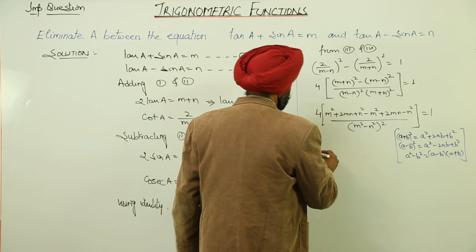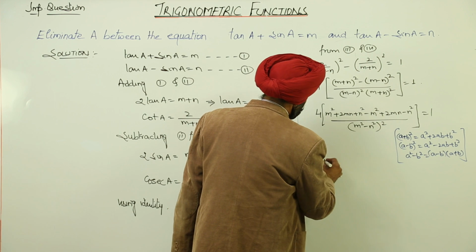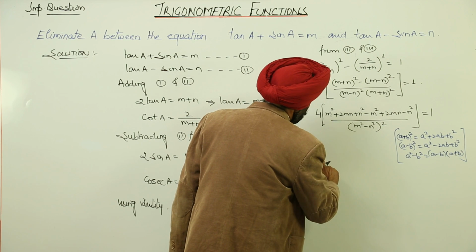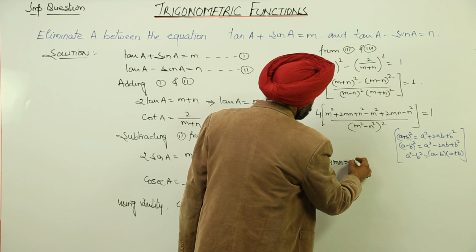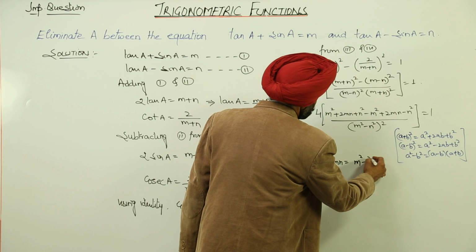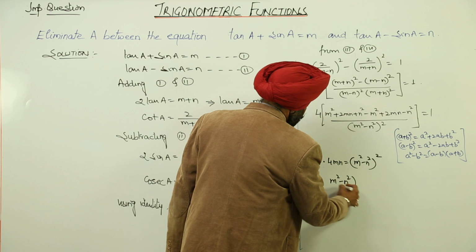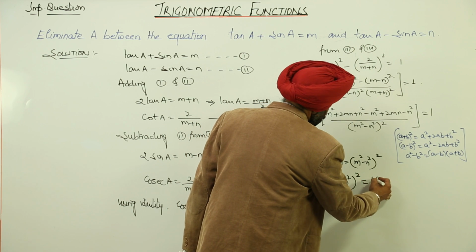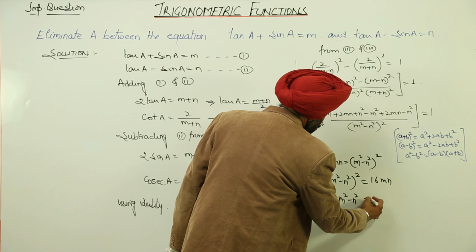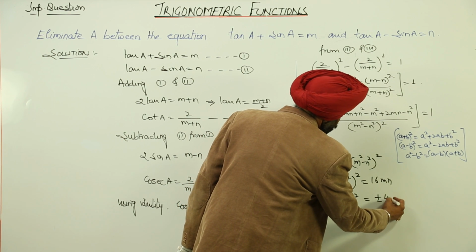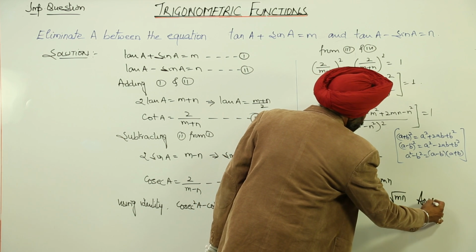Now opening the brackets, we have 4 times 4mn is equal to m square minus n square whole square. M square minus n square whole square is 16mn. M square minus n square is equal to plus minus 4 square root of mn. This is the answer.